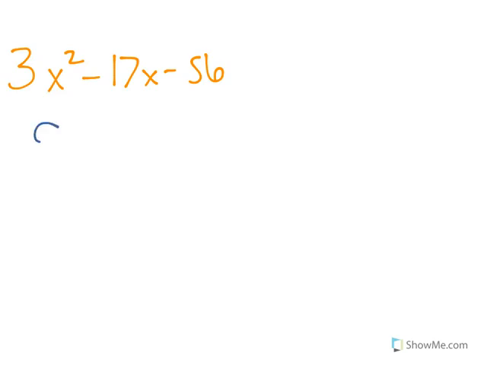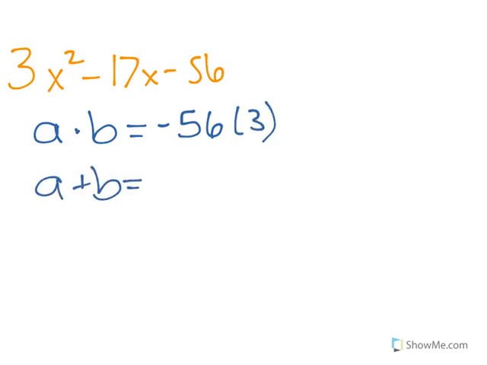So we want to find a and b that when multiplied you get negative 56 times 3, and when added you get negative 17. So in this case, to factor 56, we get that it's 7 times 8, so that's 2 times 2 times 2, and then we have our 3. And of course the negative 1 since it's a negative.